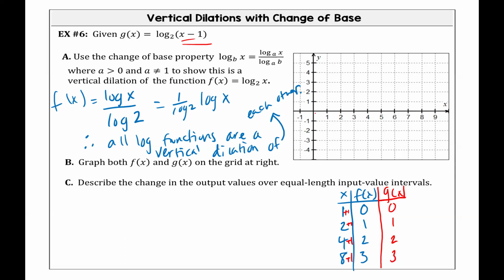So for g of x, we're now at 2, 0. We're now at 3, 1. We're now at 5, 2. And we're now at 9, 3. Because the points shifted, so did my asymptote. My asymptote used to be at 0. Where is it at now? 1.